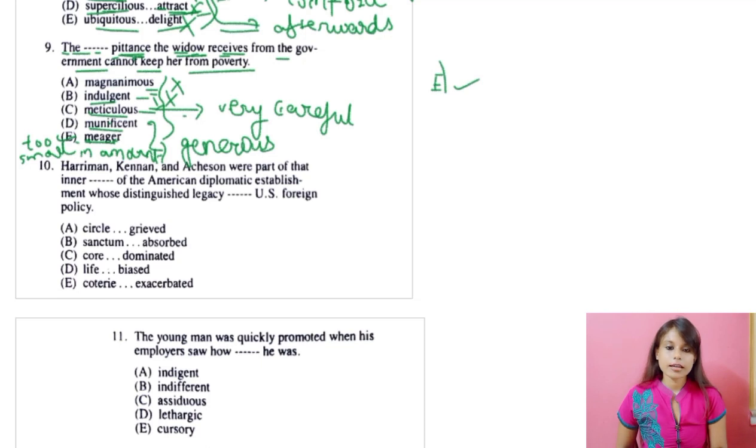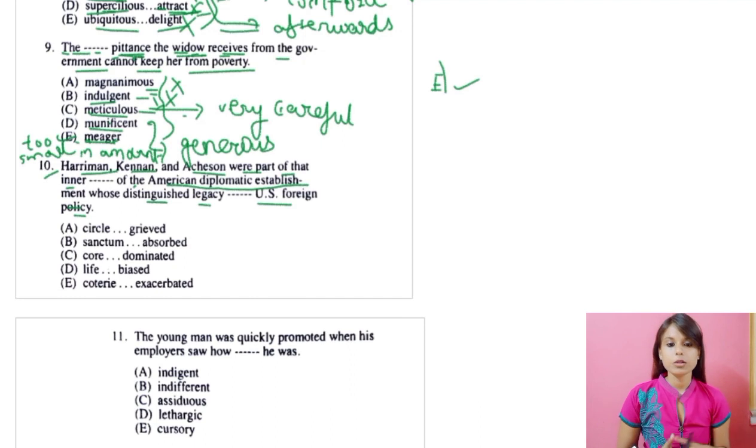Let us check question number 10, the last question for today. Harriman, Kennan and Acheson were part of that inner dash of the American diplomatic establishment whose distinguished legacy dash US foreign policy. So they are talking about three people who were there in the American diplomatic establishment and whose distinguished legacy was some sort of part of the US foreign policy. So it's not making complete sense, but we need to put these words to make a sensible sentence.